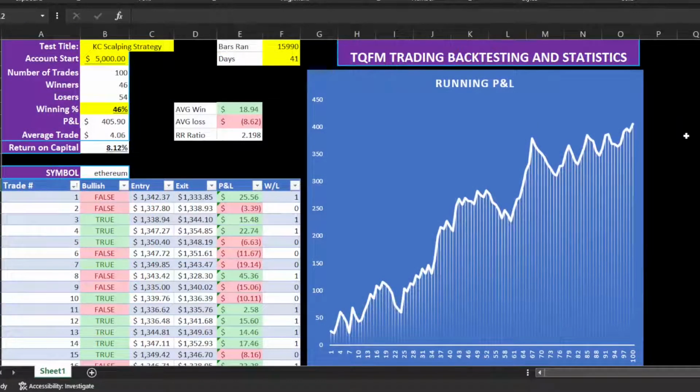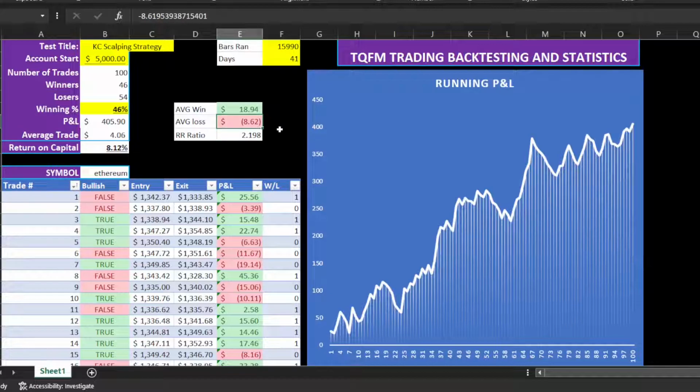I do love the trade cyclers. We started with $5,000. We took 100 trades. We had a 46% winning rate. Our average win was $18.94. Our average loss was $8.62 for a 2.198 risk-to-reward ratio.